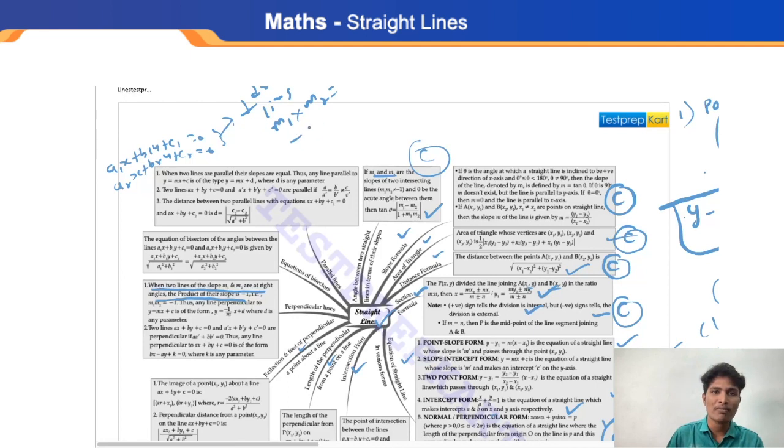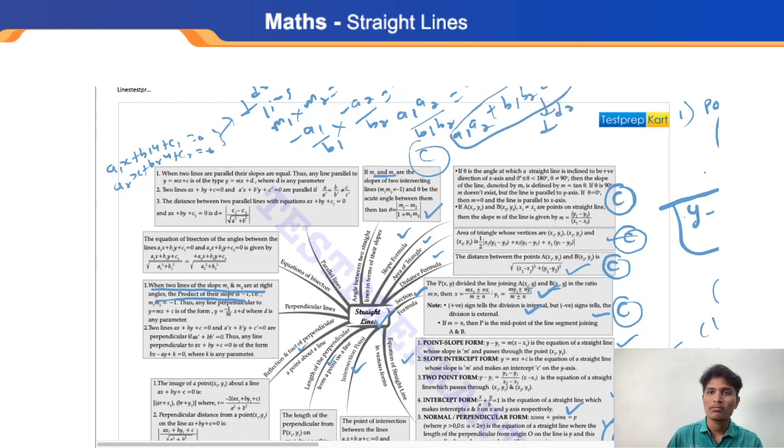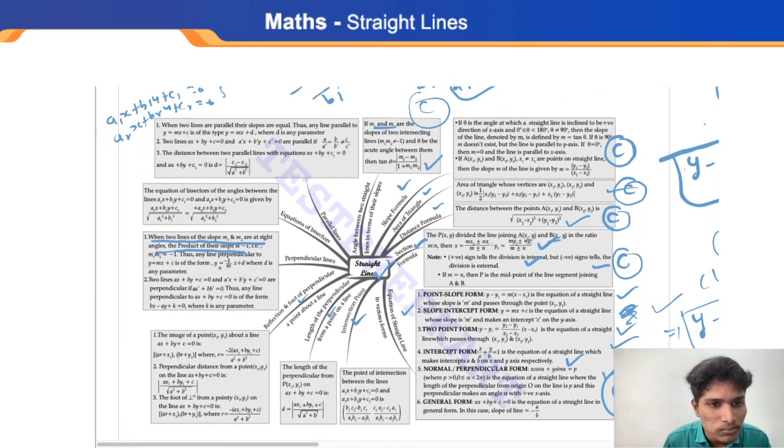What is m1? In this straight line, it is minus a1 by b1, into m2, which is minus a2 divided by b2, is equal to -1. That is a1 a2 divided by b1 b2 is equal to -1. Or you can say a1 a2 plus b1 b2, if it is 0, we can say that these two lines are perpendicular lines. So this one is completed now. Thus any line perpendicular to y equals mx plus c is in the form of y equal to -1 over m x plus c. Yes, this is what I have explained.